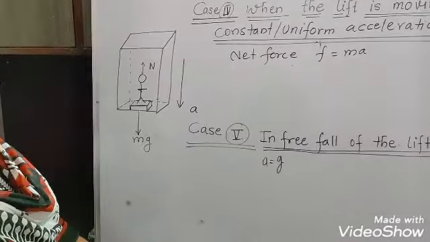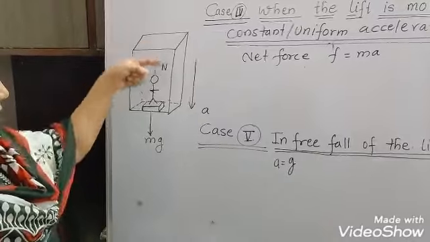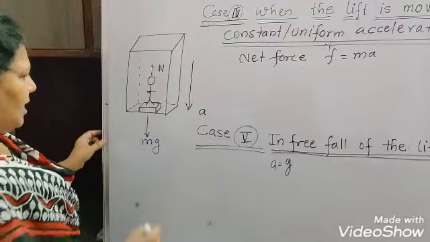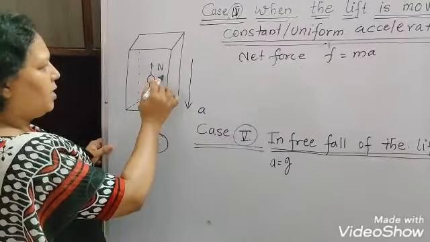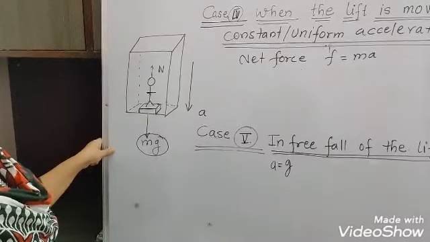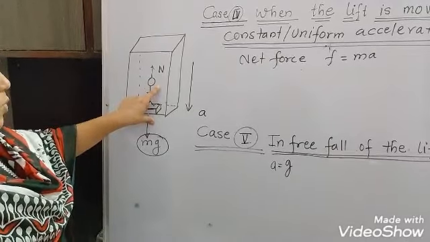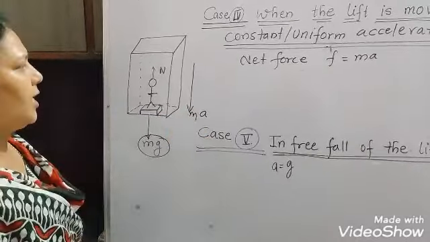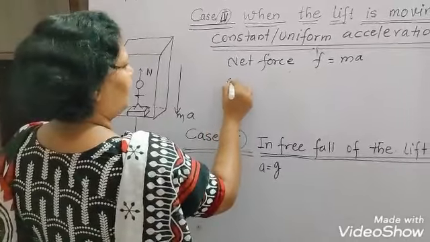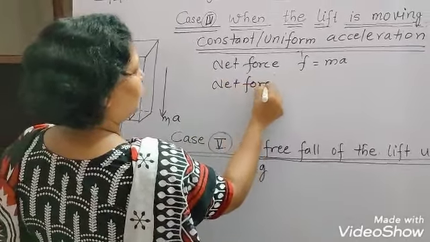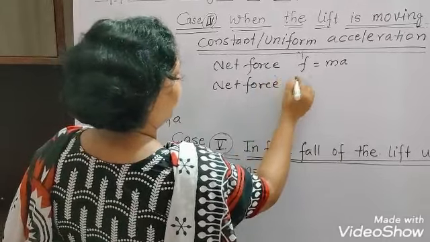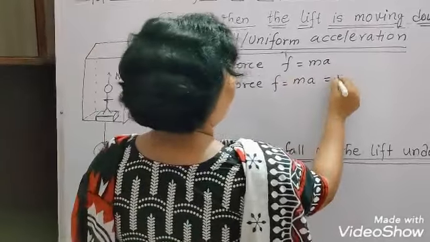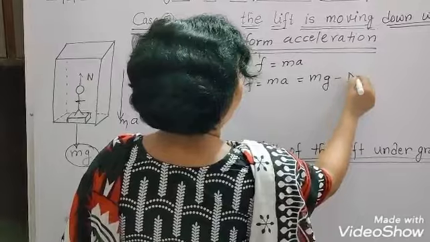Now you will see, because it is moving downward with acceleration a, obviously mg must be more than the normal reaction, and the difference of these two will provide the net force ma here. That means this net force F, which is equal to ma, is actually equal to mg minus N.